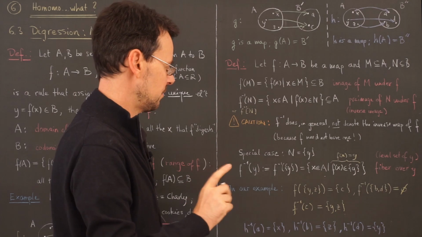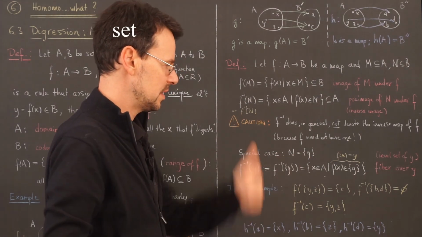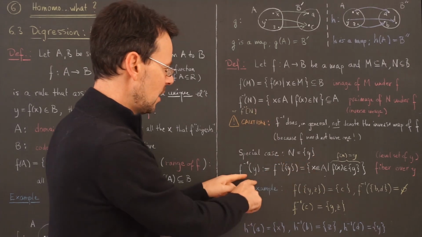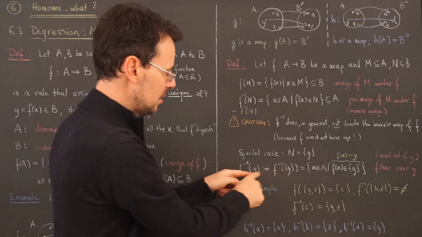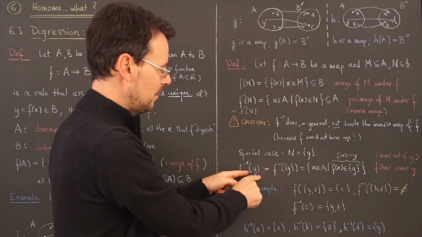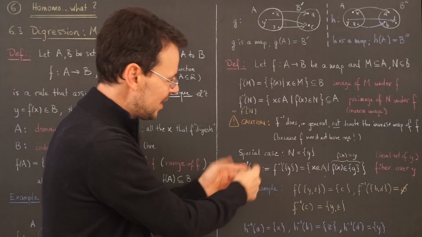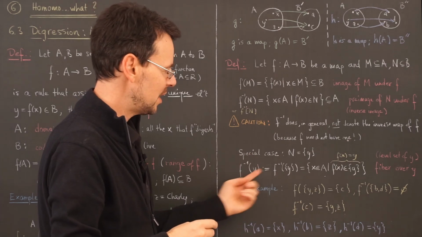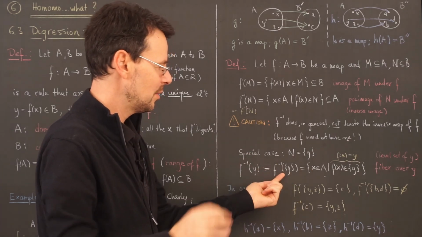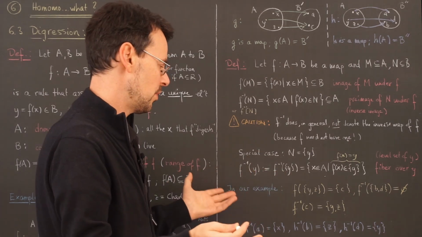Now there's one very important special case. If N is a singleton set consisting of a single element, we leave these set brackets away and simply write f inverse of y. Again, this might suggest that f inverse is a map because I apply it to an element. So again, please be cautious. This is simply a notation for this set here, which can be defined for any map, if it has an inverse as a map or not.